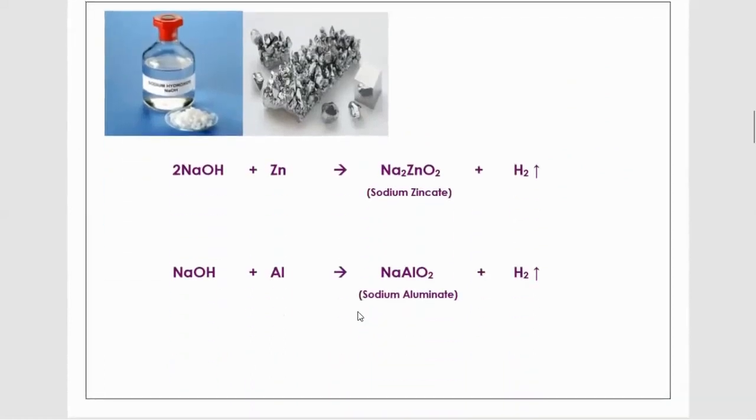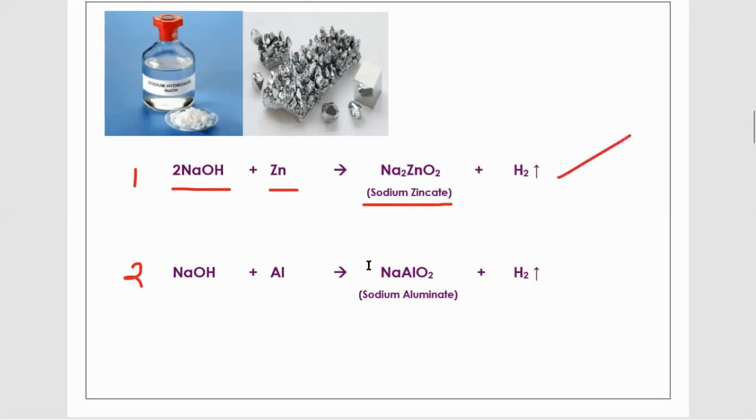I told you there are two equations regarding base plus metal combination. This is the first equation, this is the second equation. Here you can observe the base we are taking is a strong base, sodium hydroxide, and the metals we are considering are reactive metals, zinc and aluminium. The equation follows: sodium hydroxide combining with zinc gives Na2ZnO2, that is sodium zincate, and hydrogen gas is produced.